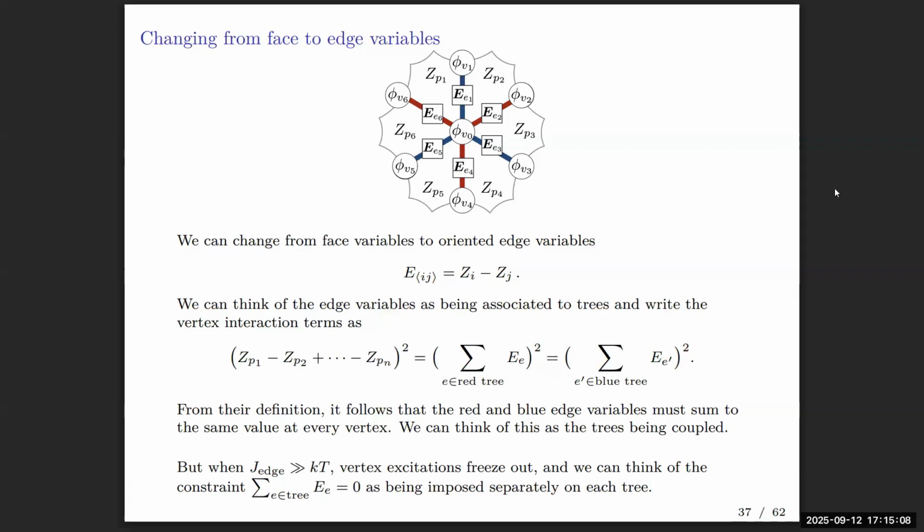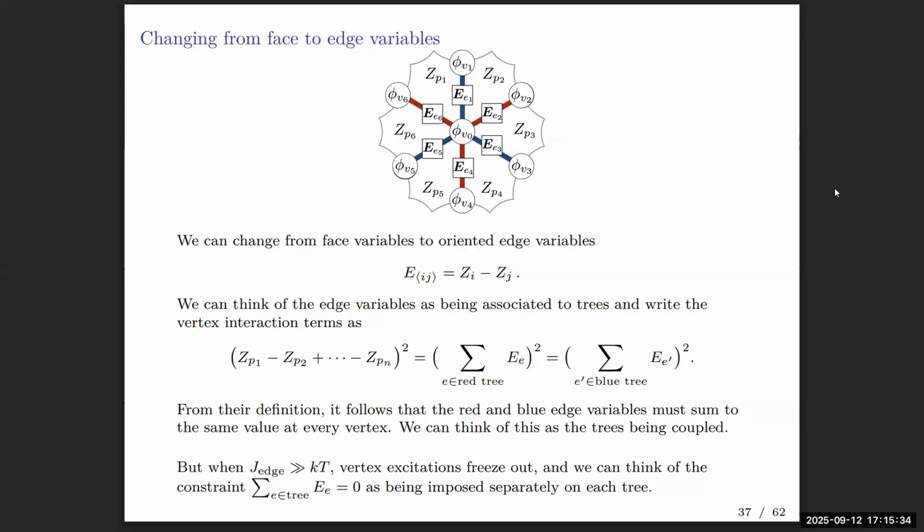But the point is that when you take this G vertex, sorry, I said edge here, that should have been vertex. This should have been J vertex. I'm sorry. But the point is, in this limit, you have a rigorous constraint that you don't have an excitation here, that this sum is 0. So that means that you could think of this as a rigorous constraint being imposed on the trees separately, because it's just saying something is 0, right? They no longer have to give the same value. They're just both giving 0.